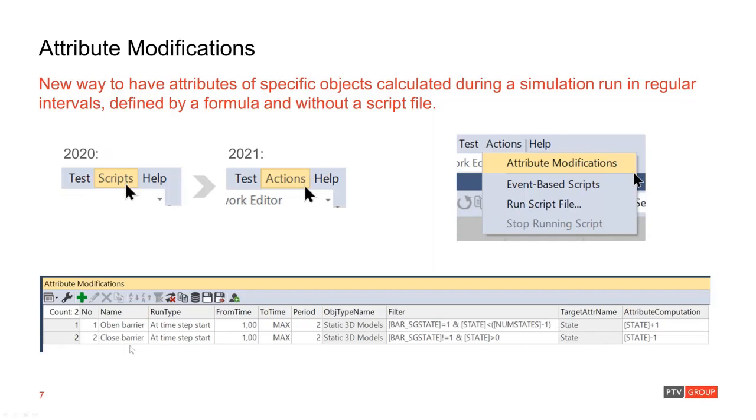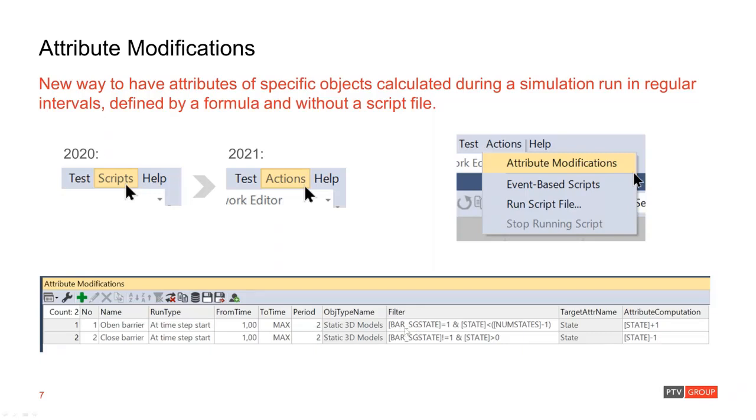In that list, you can define for each attribute modification when it is supposed to happen, for example, at the start of each time step. For all the time steps, you could also have only a certain time there. In this case, it's only every second time step, from simulation time 1 to the end.